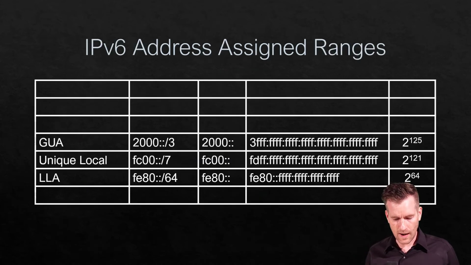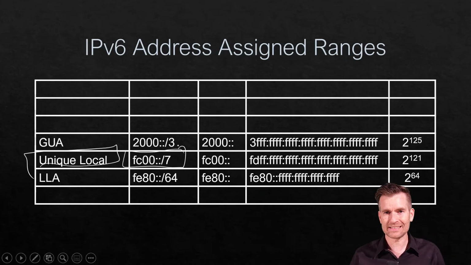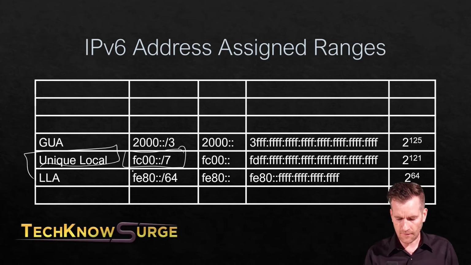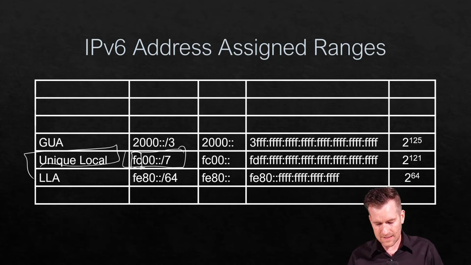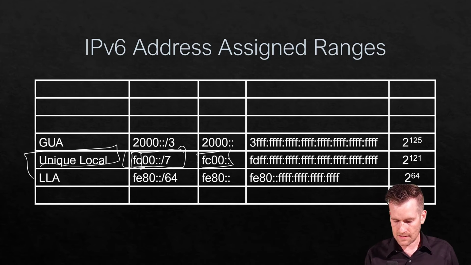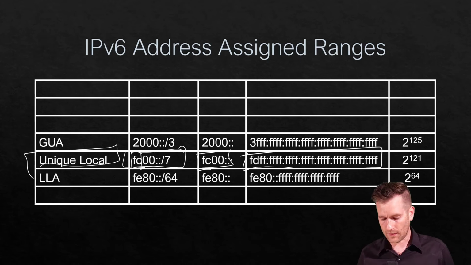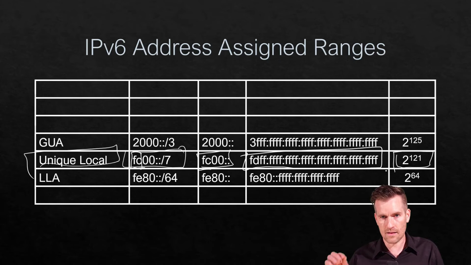All right, what does the range of a unique local address look like? Well, it'd be FC00::/7. So the first 7 bits are going to be FC or FD. So we see the range is FC00:: to FD, and then all Fs. And what this does is it gives us a range of 2 to the 121st power. That's the number of possible addresses that we have out of this.